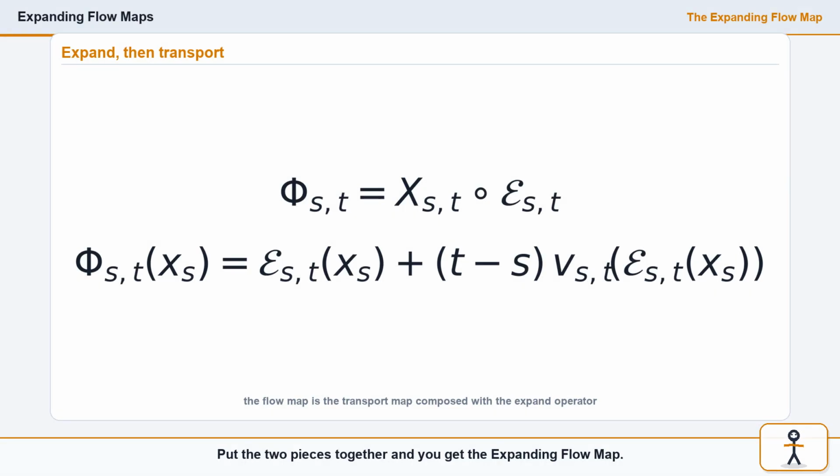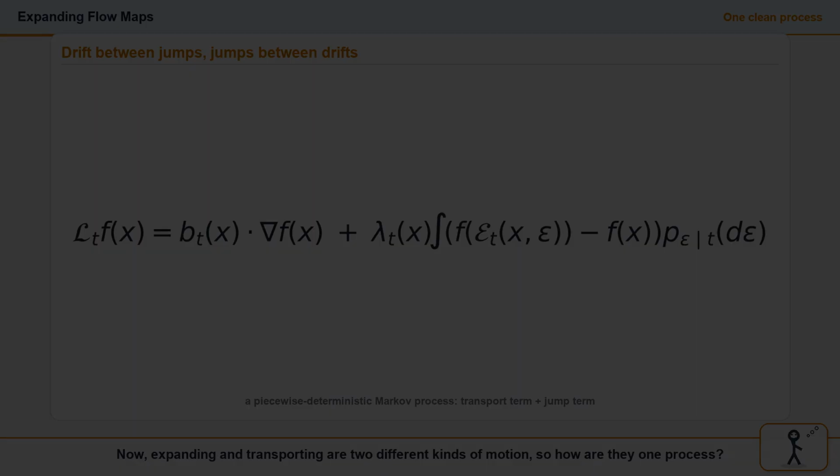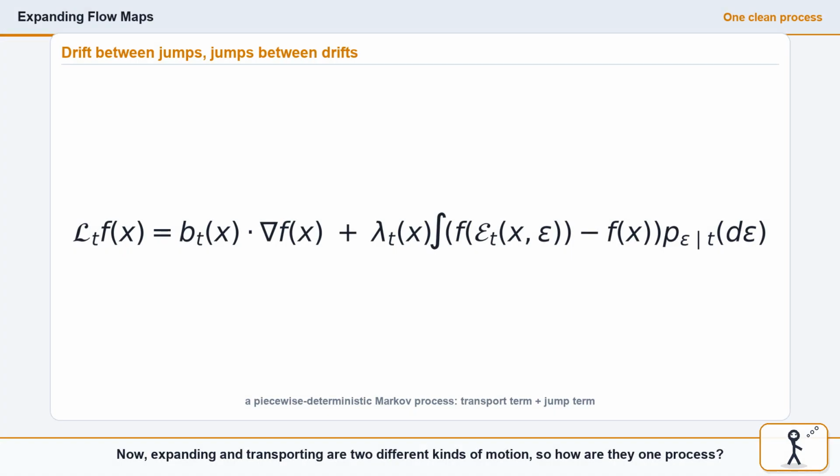Put the 2 pieces together, and you get the expanding flow map. Expand the state to lift it up, then take a flow map step with the average velocity in that enlarged space. One learned map that simultaneously inserts new content and denoises everything toward the target. Now, expanding and transporting are 2 different kinds of motion, so how are they one process?